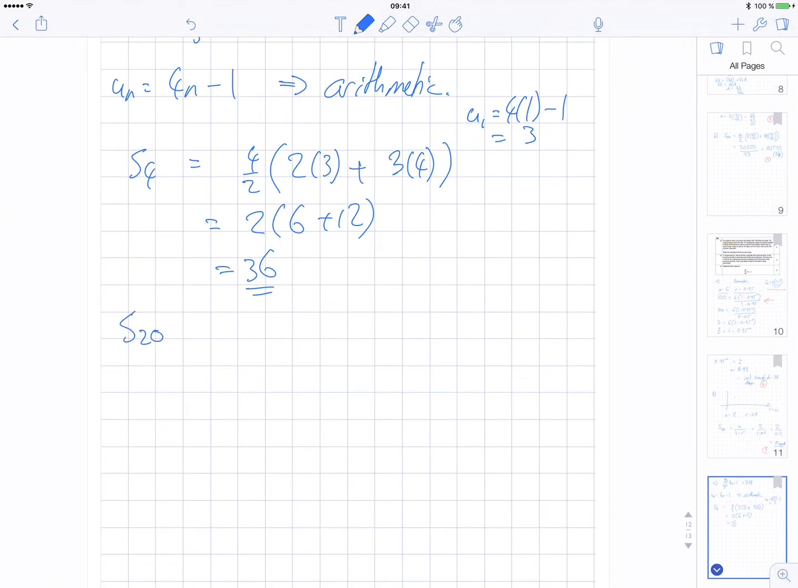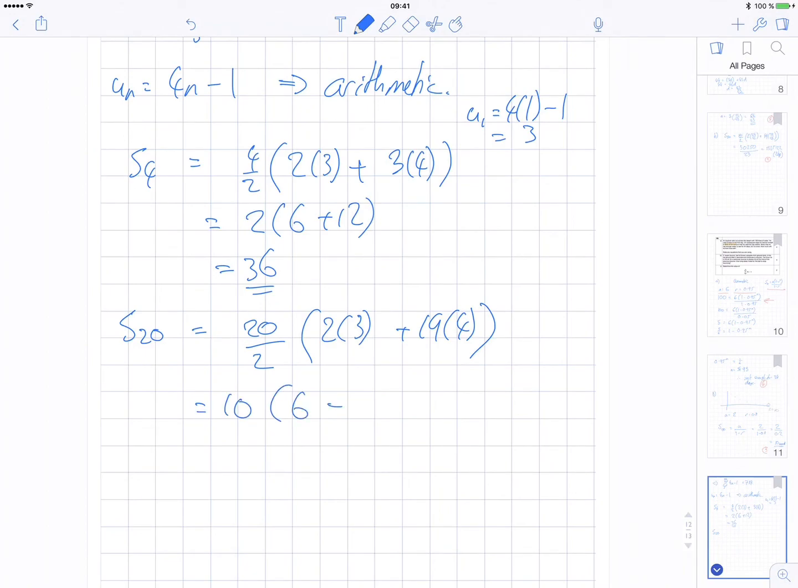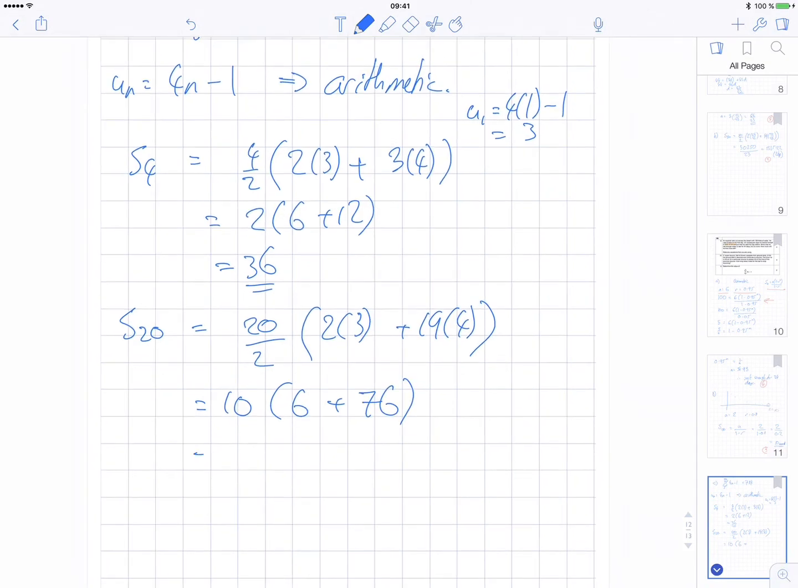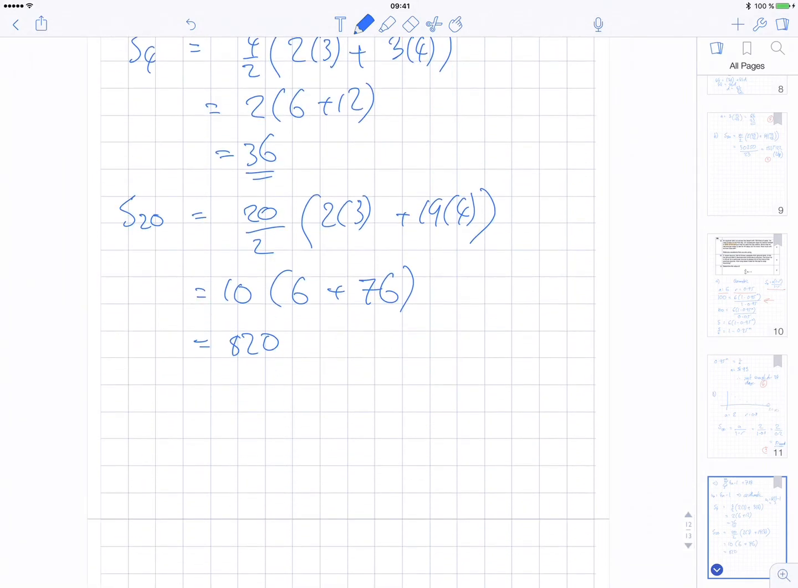So I'm going to find the sum of the first 20 terms. So that's 20 over 2, 2 lots of 3 plus 19 times 4. That's equal to 10. Again, 2 times 3 is 6. 19 times 4, 76. So we have 6 plus 76 is 82, so that's 820. I then do 820 minus 36, and I'm just hoping that that is equal to 784. And there you go. Oh, and how many marks is that? That was worth 2 points.